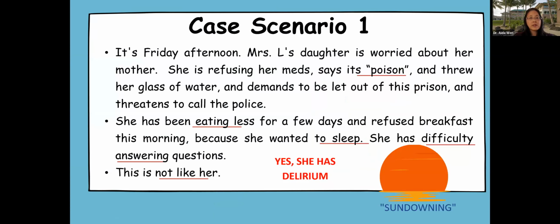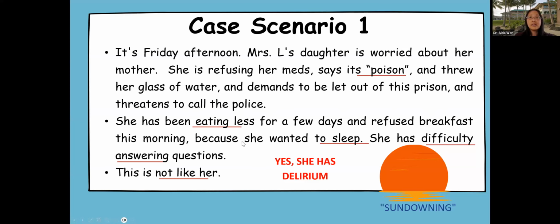So let's go back to our case scenario about Mrs. L's daughter and her mother. Let's look at some of the features, right? She's refusing her meds and says it's poison. This is a delusion, right? She's believing something that's not true. She thinks that she's in this prison. She wants to be let out and she threatens to call the police, right?